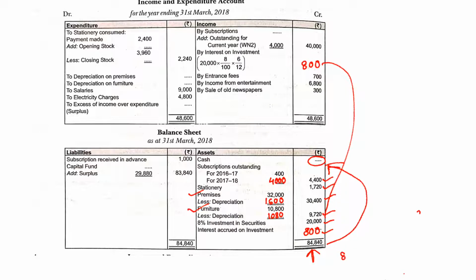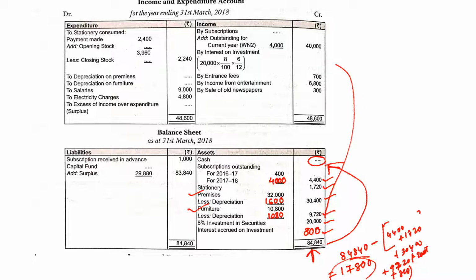Whatever I do, 84,840 minus 4400 plus 30,400 plus 9720 plus 20,000 plus 800 is equal to 17,800. That value comes, 800. So the asset side is complete.